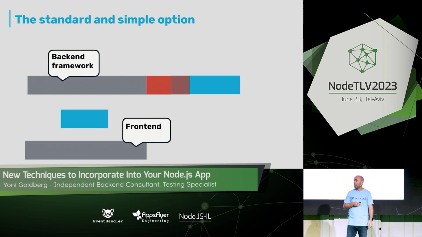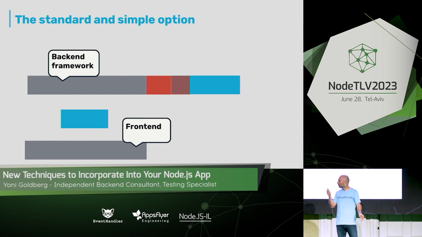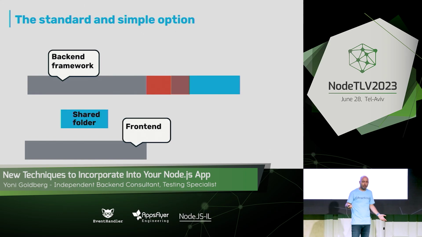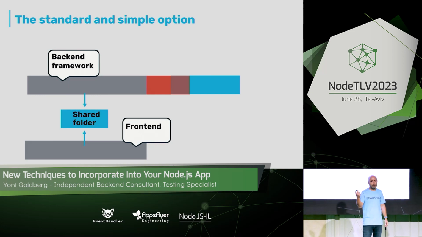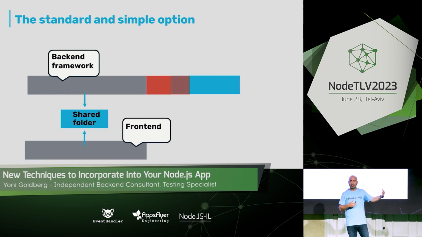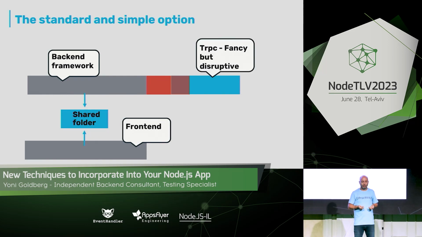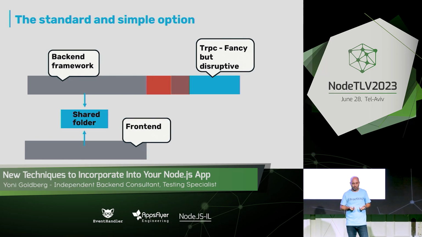Luckily, usually there are leaner options. So you have a backend, you have a frontend, put a shared folder between them. Make the backend export types, the frontend import them, and you get type safety. Well, not as good, or if you want, publish to NPM, create an SDK, go the distance, but use standard tools. Well, tRPC is maybe more neat and hardened, but much more disruptive.